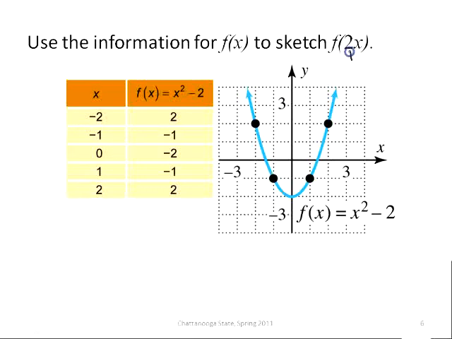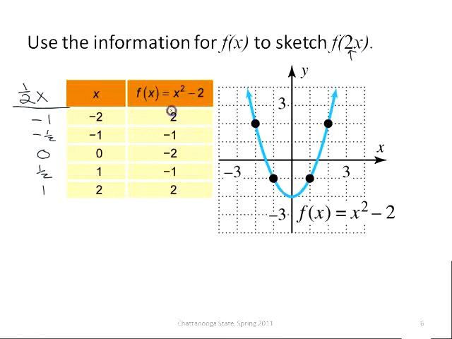So if we look at this and we want to sketch the graph of f of 2x, the adjustment I need to make here is to my x values. I need to actually use a half of x for my x values. So I'd multiply 1/2 times x, but I'd keep the same y values. So half of -2 would be -1. Half of -1 would be -1/2. Half of 0 is 0. Half of 1 is 1/2. And half of 2 is 1.